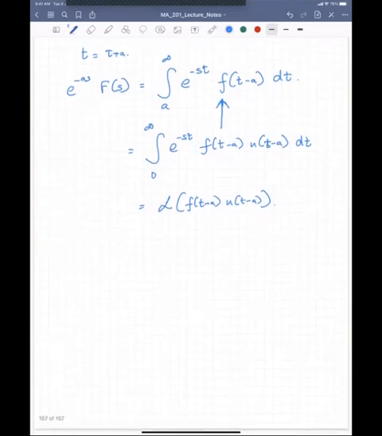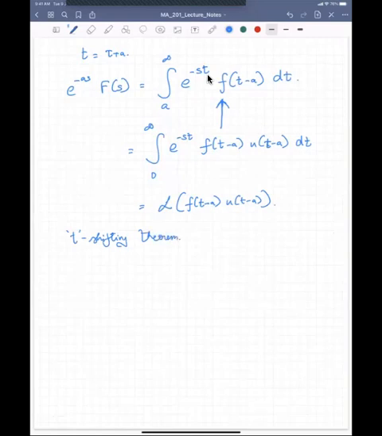Okay, so this basically proves our assertion that if capital F is the Laplace transform of the function f, the Laplace transform of the shifted function weighted by the step function is basically e to the minus as times the Laplace transform of the function f itself. Okay, this will come in very handy for us in many practical problems, and this is sometimes called the T shifting theorem.